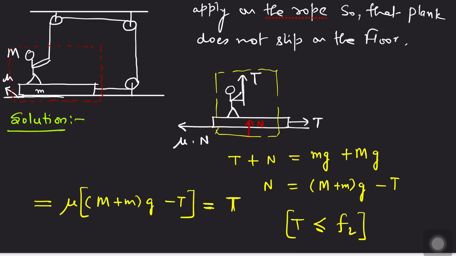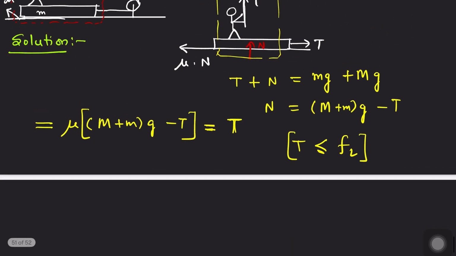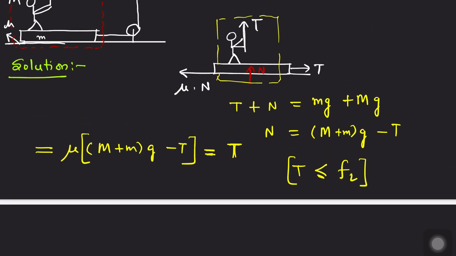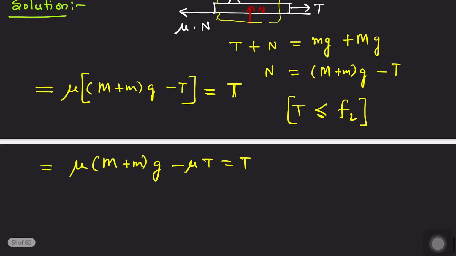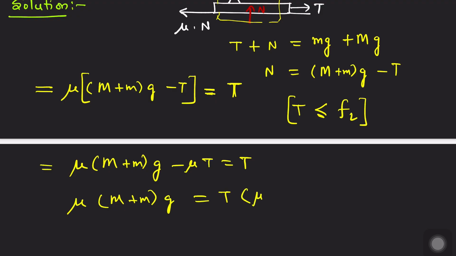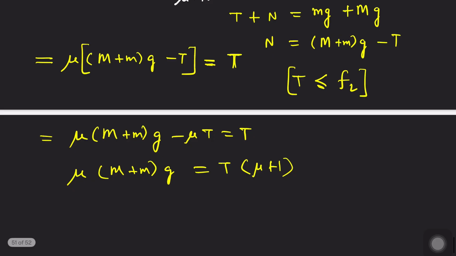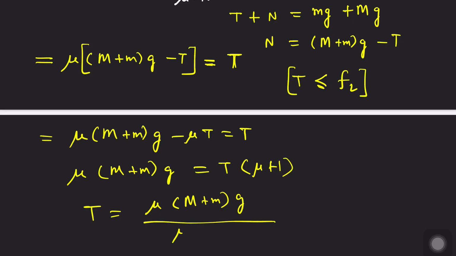So for the limiting condition, we will take this as the condition. If I take this condition, I can get the solution: μ(M plus m) g minus μT is equal to T. So we got μ(M plus m) g is equal to T(μ plus 1). So the answer should be T is equal to μ(M plus m) g divided by (μ plus 1). I hope you understood.